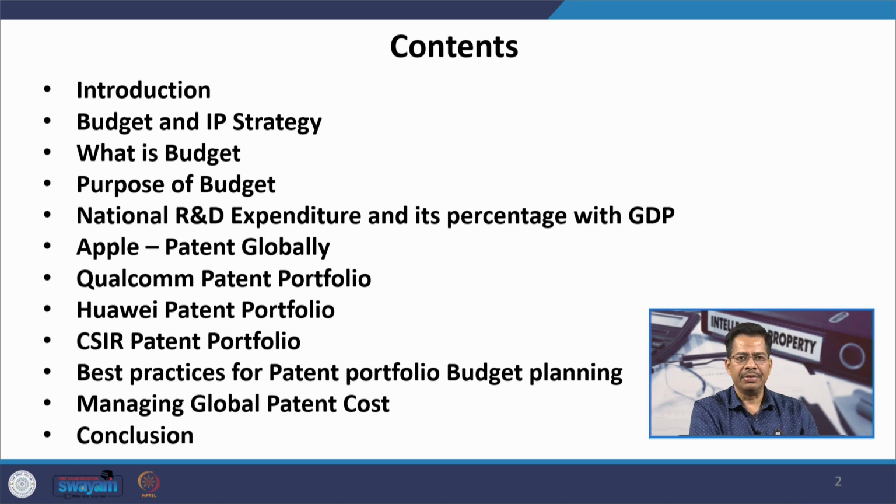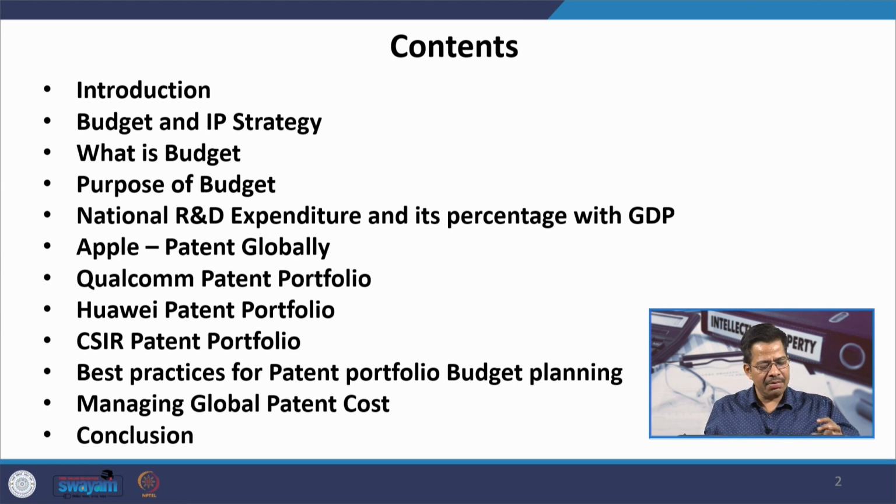Now, when we talk of budgeting, there are many issues which we are going to discuss. We will discuss the relation of budget and your intellectual property strategy. We will understand, not in detail, but basically, what is a budget and the purpose of a budget, and then we will see at two levels: at the macro level, where we are going to talk of the nations, and then at the micro level, when we will talk of individual organizations.